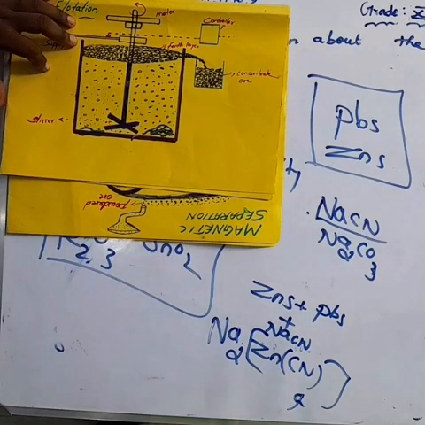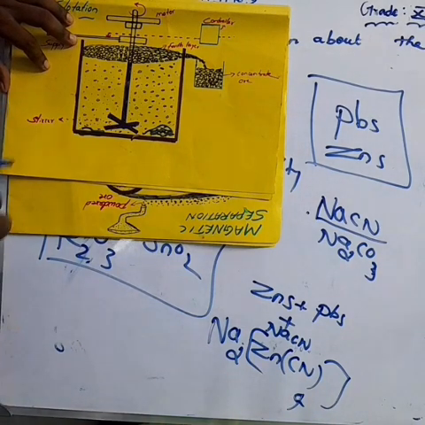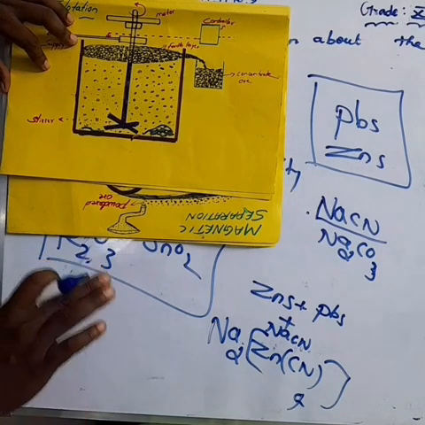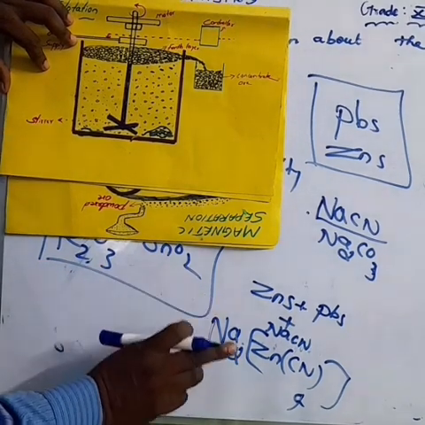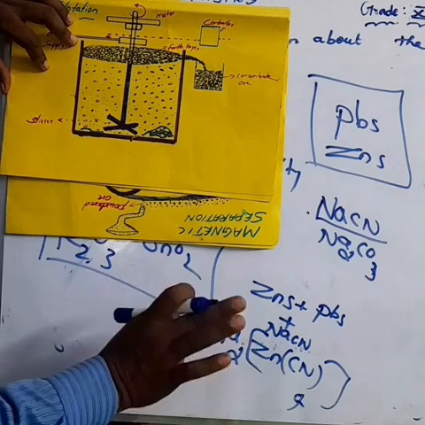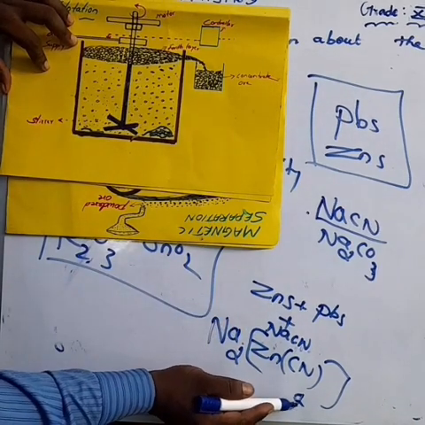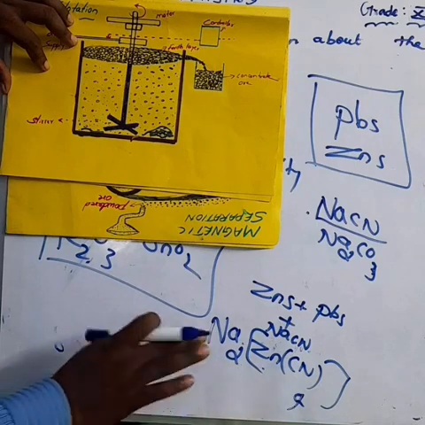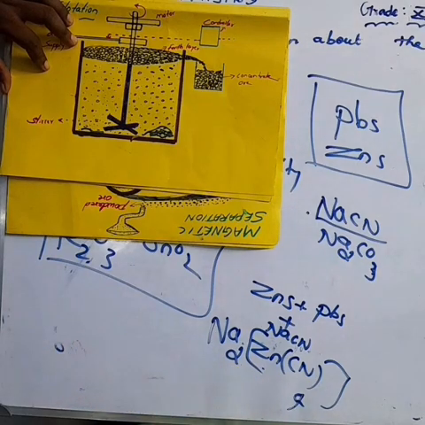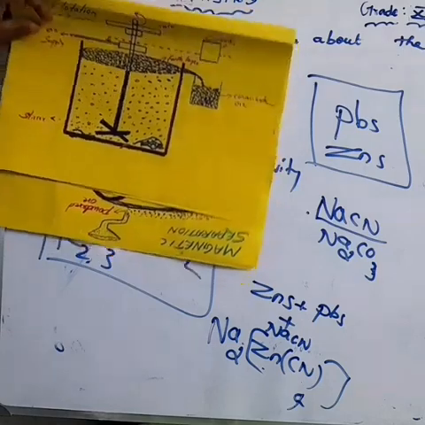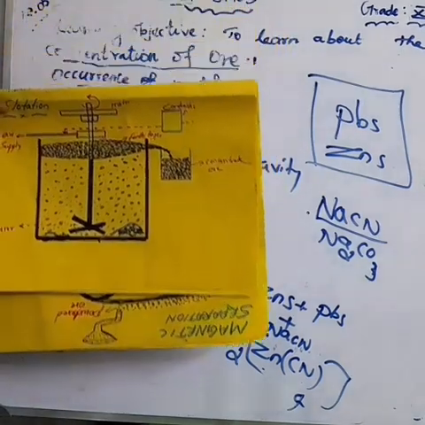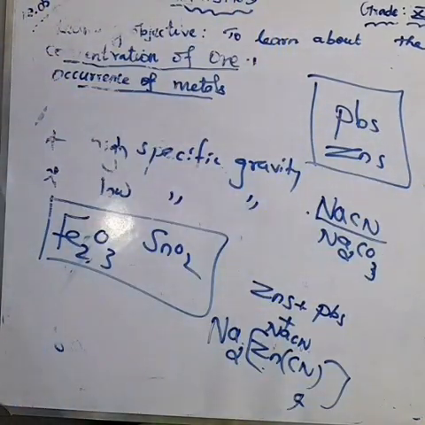Na2[Zn(CN)4] on the surface of zinc sulfide. What is the complex name? Can you say the complex name? Sodium tetracyanozincate. Sodium tetracyanozincate is the complex name. This is about the froth flotation process. A very important question. Try to learn about the froth flotation process.